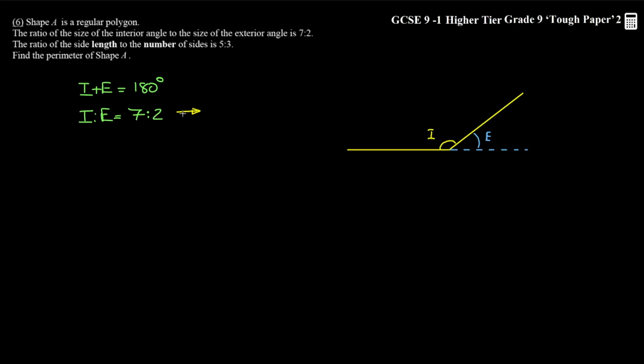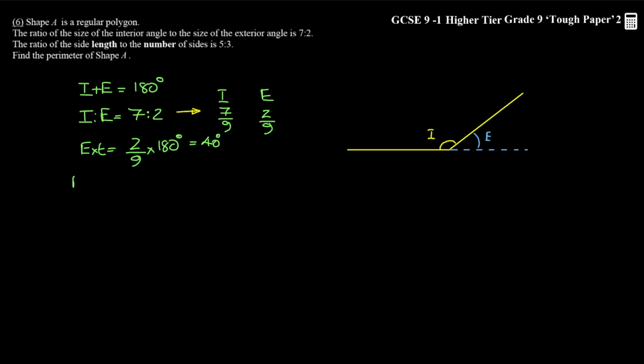So I think with these ratios, it's always worth converting this to a fraction. Between the interior and the exterior angles, this is 7/9 of the total, and this is 2/9 of the total. The total being 180 degrees. So the exterior angle is equal to 2/9 of 180 degrees, which is equal to 40 degrees.